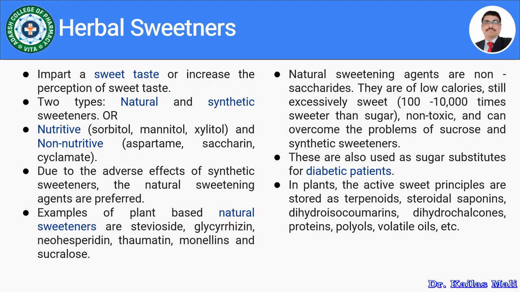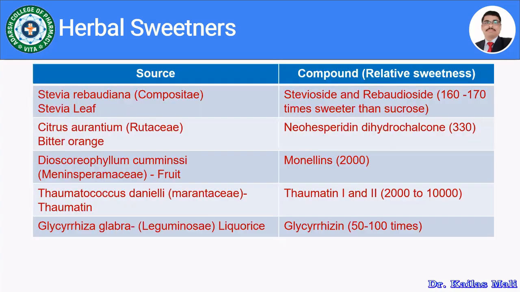In plants, these sweeteners are stored as terpenoids, steroidal saponins, dihydroisocoumarins, dihydrochalcones, proteins, polyols, volatile oils, and so on. Let us see some examples of the herbal sweeteners which are used in formulation. Mainly, all these sweeteners are obtained from herbal sources.